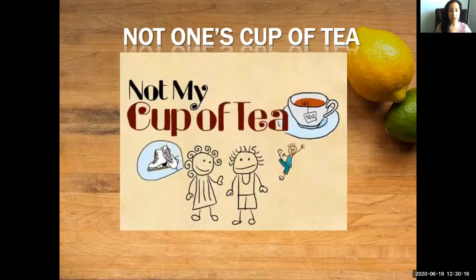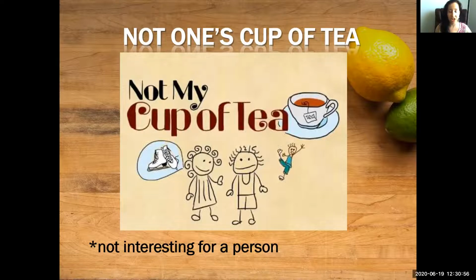Perhaps if you notice in this picture, there's some ice skates, and they don't like ice skating, or maybe the other person does. So if you notice the female picture over here to the left, she's smiling, and this one's like, so that's not my cup of tea, they might say. So he'll say, ice skating is not my cup of tea, and she says, but it is my cup of tea. So here's the interpretation. Not one's cup of tea or not my cup of tea means not interesting for a person, or they don't like it.